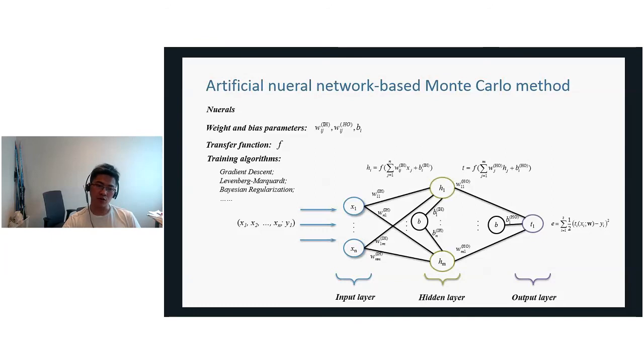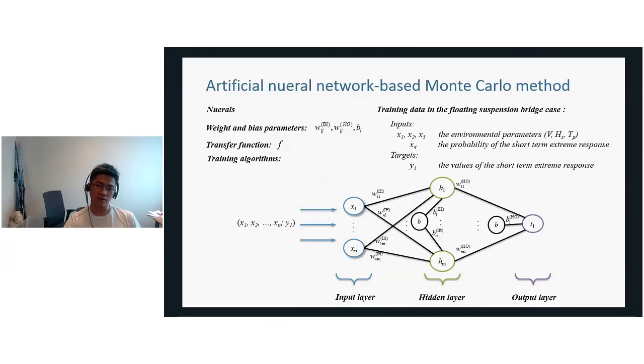When you determine the structure of your network, you also need to find out what your training data is in your case. Let's take the floating suspension bridge as an example. We have four random variables. It means that we have four neurons in the input layer. X1, X2, X3 are the environmental parameters: the mean wind velocity, wave height, and so on. X4 is the probability of the short-term extreme response. And the target is the values of the short-term extreme response. So you can generate maybe 100 training cases and train this neural network. Then you can use the Monte Carlo simulation. You can generate millions of cases and use the network to calculate the output for the millions of inputs. And you can calculate the failure probability based on the Monte Carlo simulation.